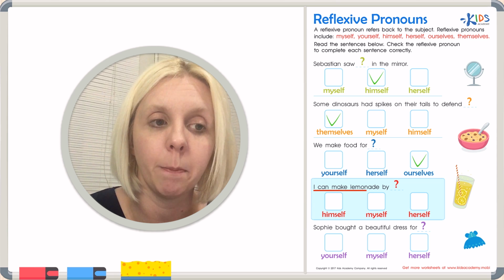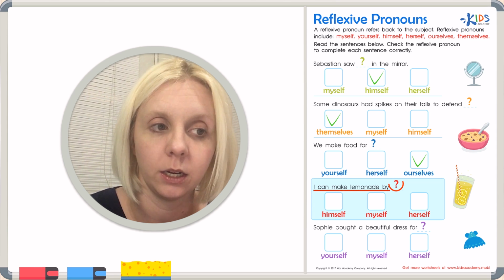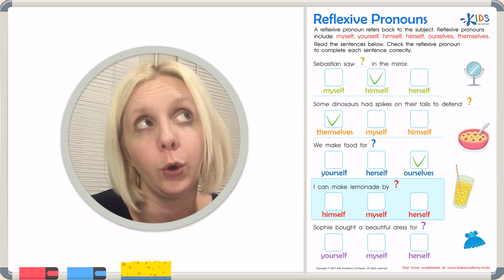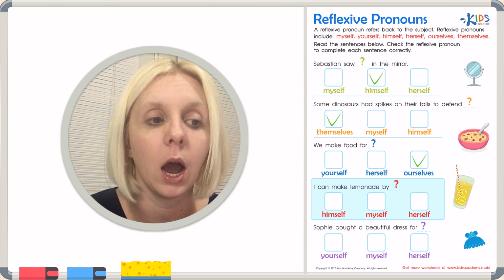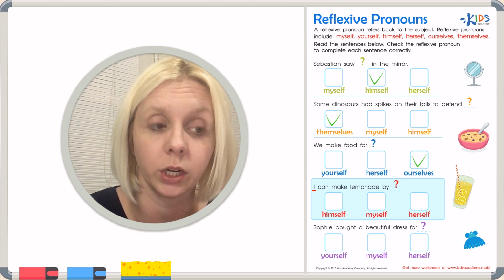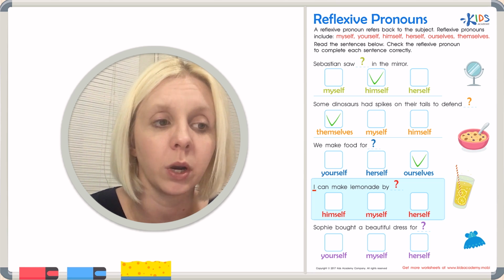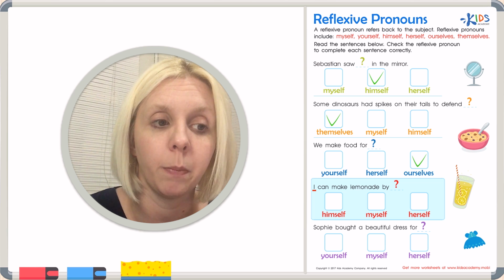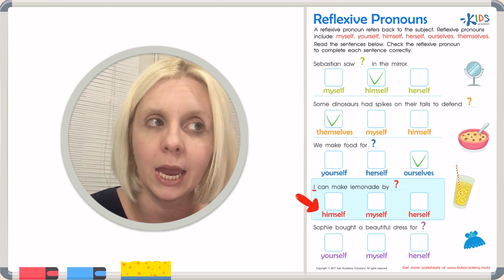I can make lemonade by blank. So let's think about who is that sentence talking about. I can make lemonade. I, right? That is the who or the subject in this sentence. So we're trying to find the reflexive pronoun. I can make lemonade by himself.